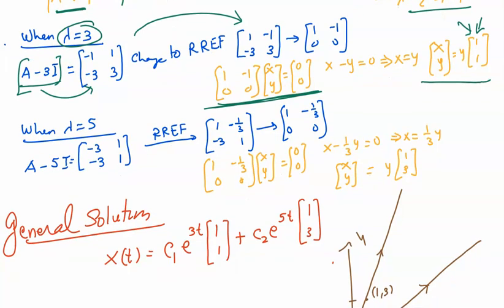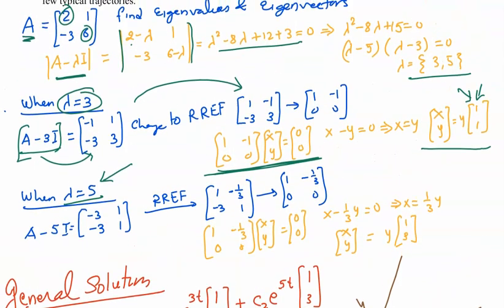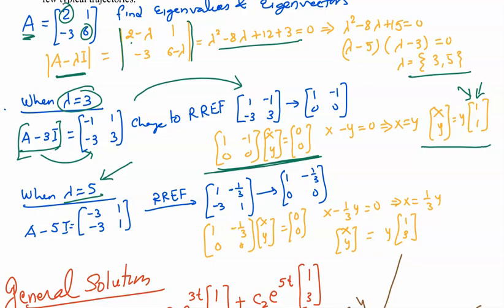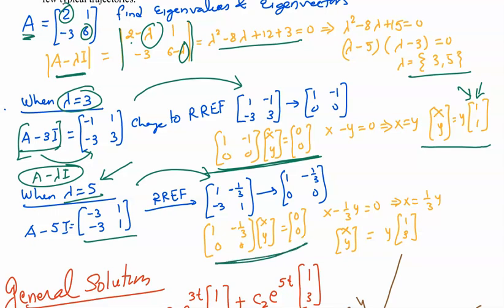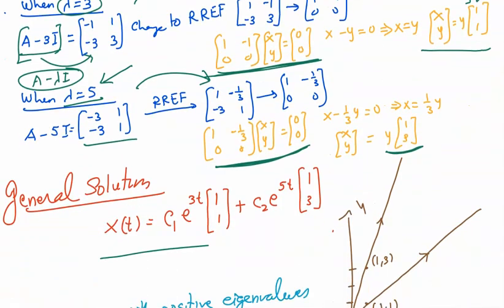Similarly, when the eigenvalue is 5, you plug in 5 for lambda. Remember that this is the matrix A minus lambda I, so plug in 5, and you're going to see that matrix. Change it into reduced row echelon form, and again, you need to find the kernel. So that is the eigenvector: 1, 3 is the eigenvector.